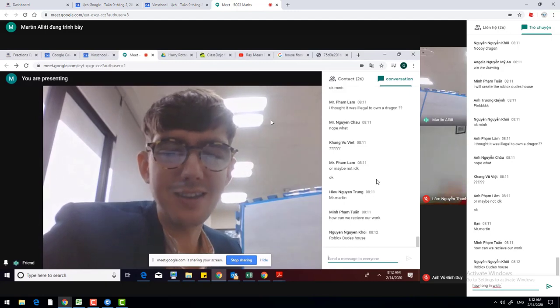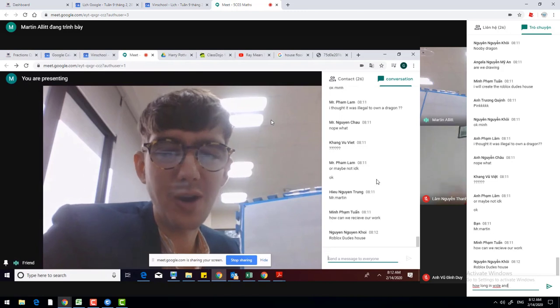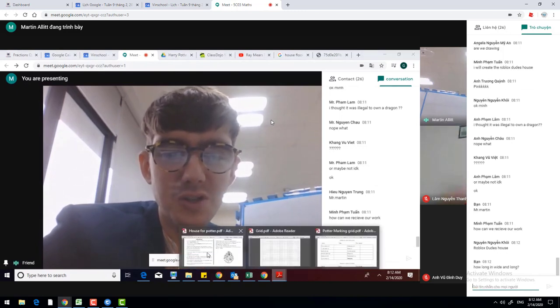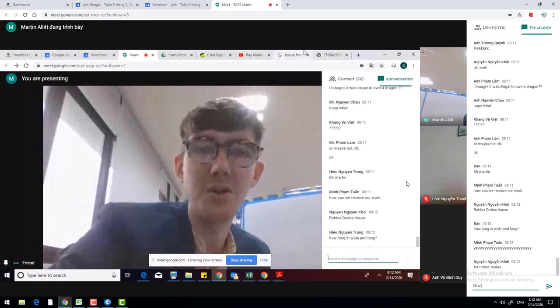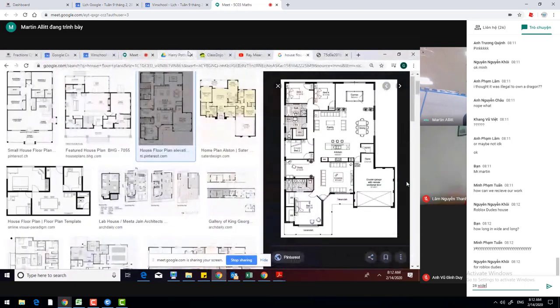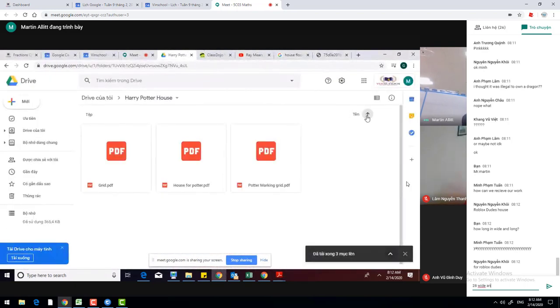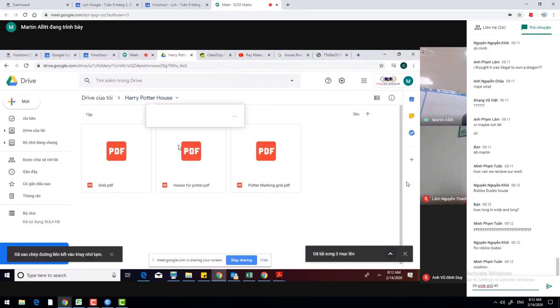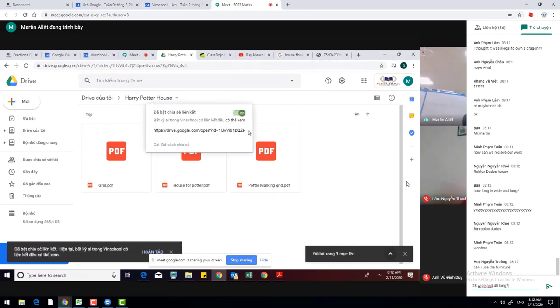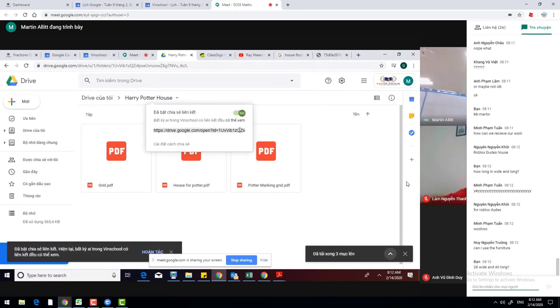You can design the house for whoever you want, but you must follow these instructions and you must have the things which are on there. Okay, so I have already emailed to you the link for the Harry Potter house, but I am going to send you the link now again, just in case you didn't get that email.